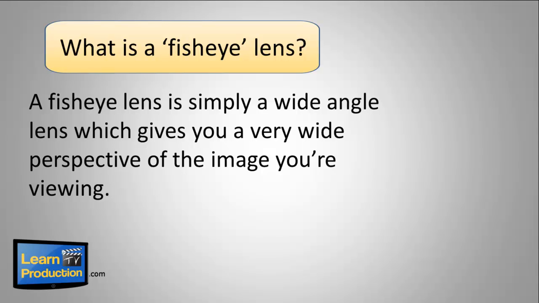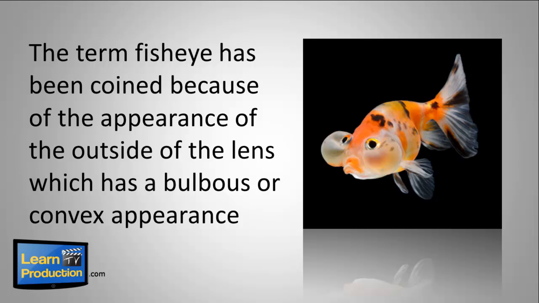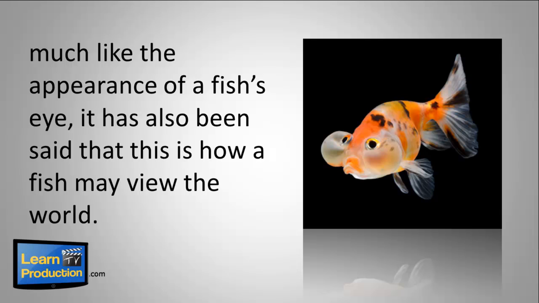So first off, what is a fisheye lens? A fisheye lens is simply a wide-angle lens which gives you a very wide perspective of the image you're viewing. The term fisheye has been coined because of the appearance of the outside of the lens, which has a bulbous or convex appearance, much like the appearance of a fish's eye. It's also been said that maybe this is how a fish may view the world from under the water.